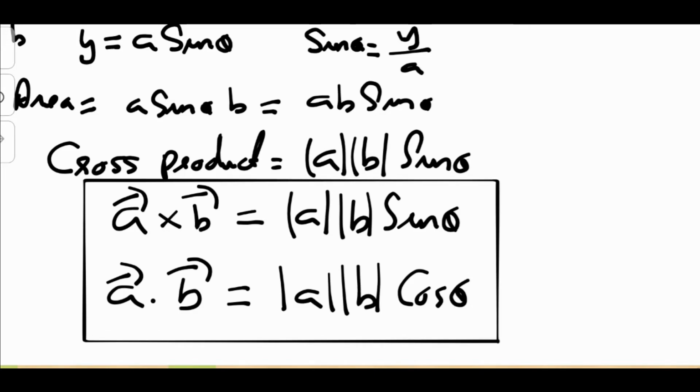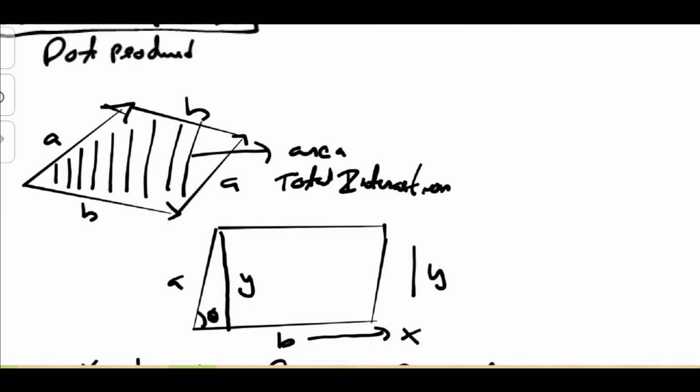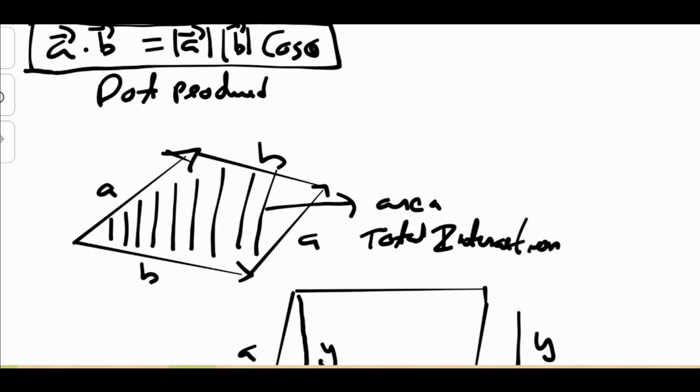The dot product will give you the magnitude of force. The cross product will give you the area of interaction. Area is a vector, so you can use the right-handed coordinate rule to identify the direction of this vector.